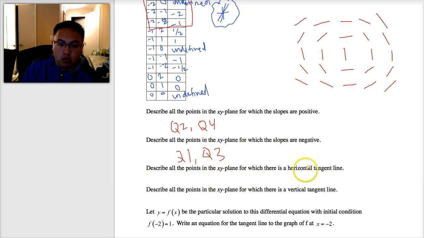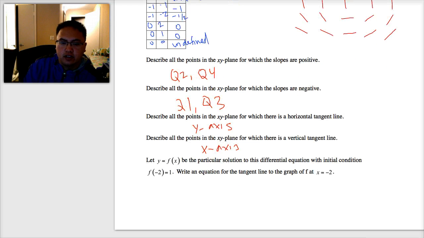Describe all the points where there's a horizontal tangent line. So do you see here, here, here, and here, where my horizontal lines are? So they're all on the y-axis. And it says where are my vertical tangent lines? Here are my vertical tangent lines. Yeah. So I'll put x-axis.